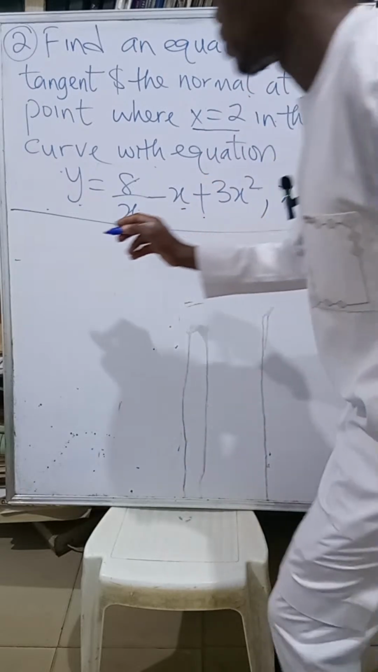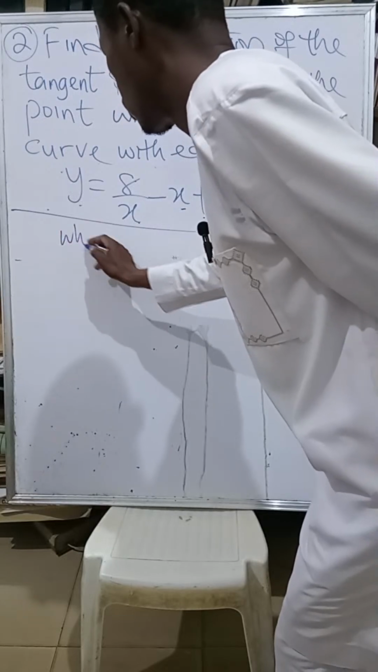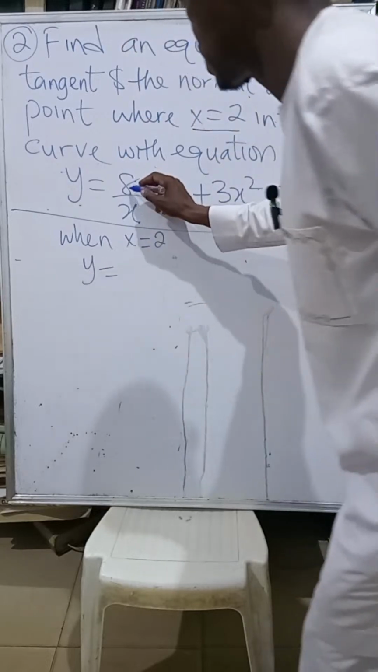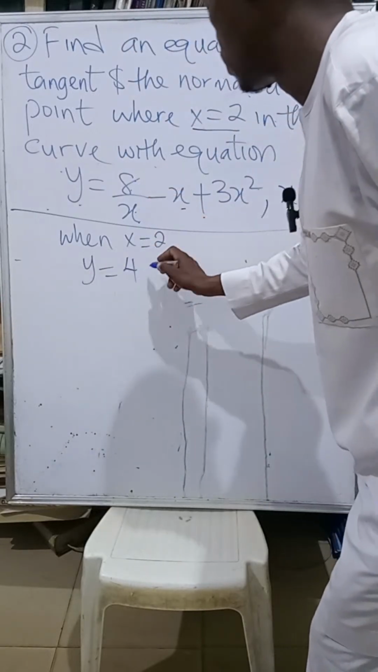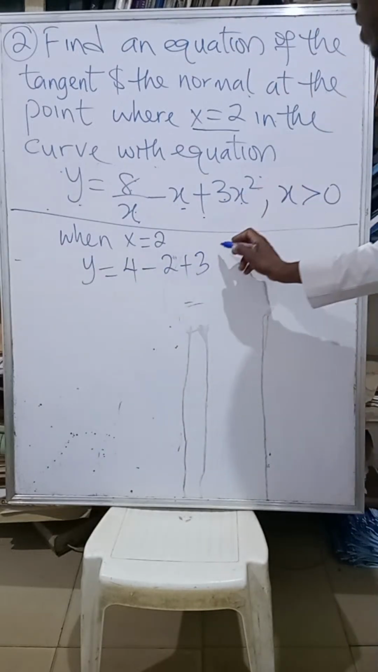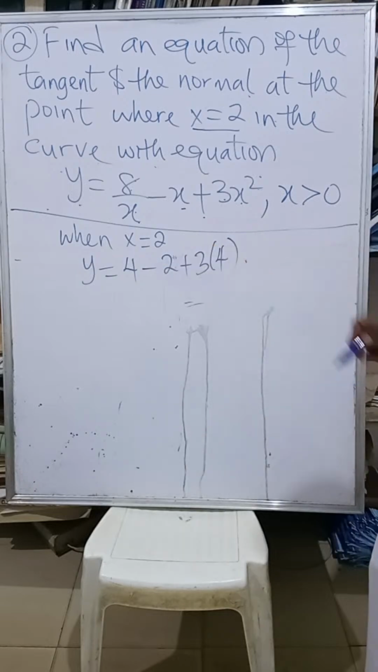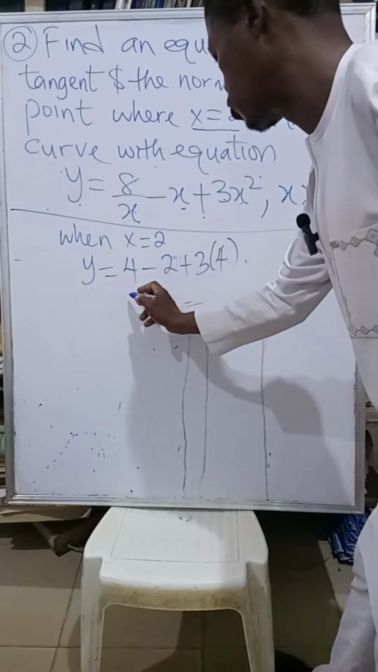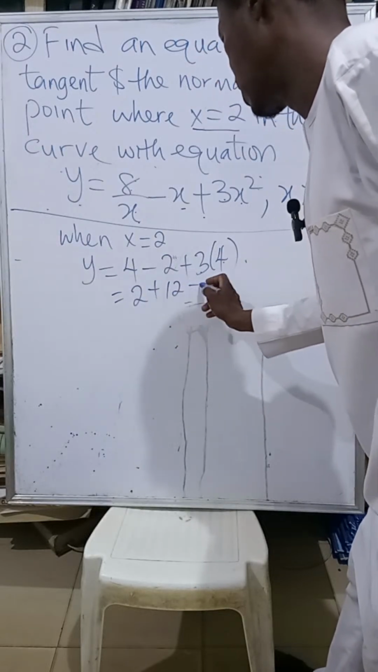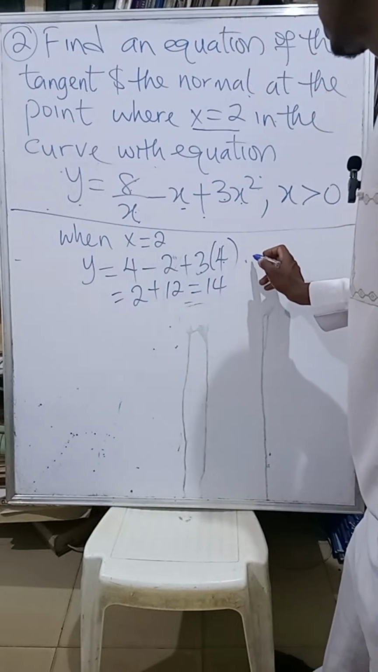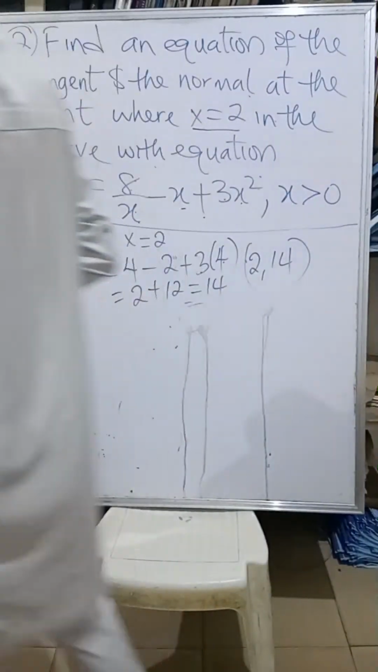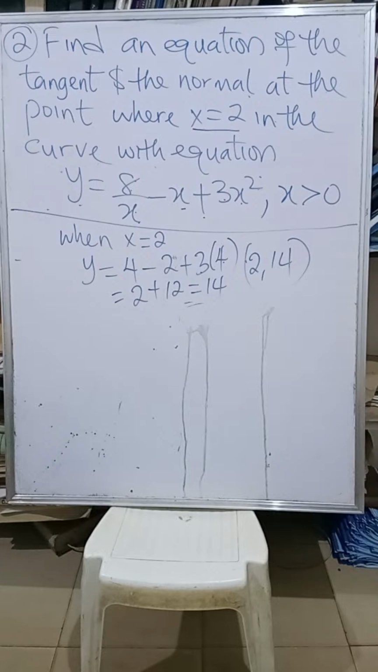Okay. So what we're going to do now is to go to the equation. When x is 2, y will be equal to 8 over 2, that's 4, minus 2 plus 3 times x squared. And that will be what? That's 4, 2 squared is 4. So we're going to have 4 minus 2, that's 2, and then plus 12. And that's 14. So we have (2, 14) as the coordinate point. Okay?